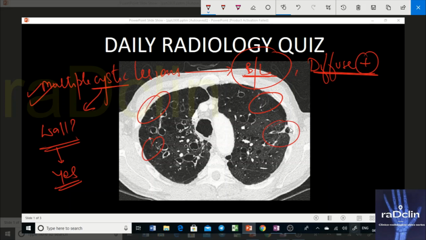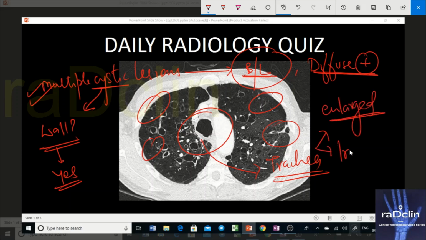Okay, then if you see closely, this is your trachea, and the trachea is a little bit enlarged, and the trachea is also irregular. You can see the border of the trachea is irregular, it has this wavy pattern, and it's enlarged also. If you look at the AP diameter of this trachea, it's a little bit large. Okay, and that's why I should call it tracheomegaly. So there is tracheomegaly present here.